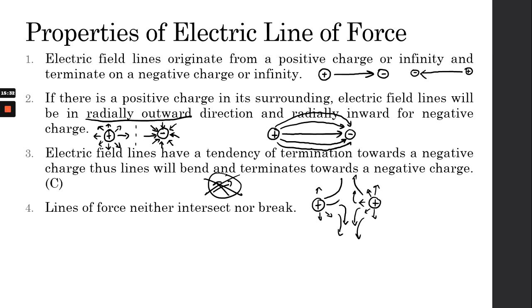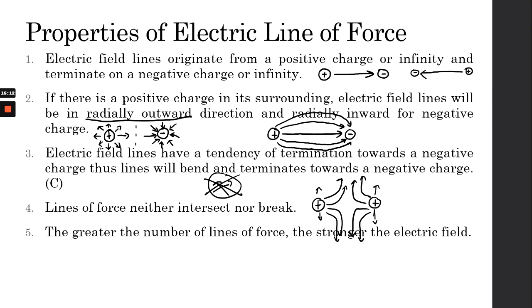So let me draw a proper drawing. They would be continuous. They would never break and then continue, something like that. So they will never intersect and they will never break.